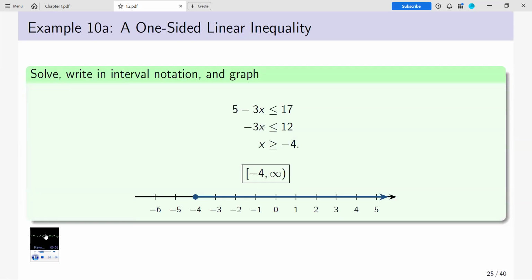Dividing by negative 3 reverses the inequality, so x is greater than or equal to negative 4. The filled endpoint shows that negative 4 is included.